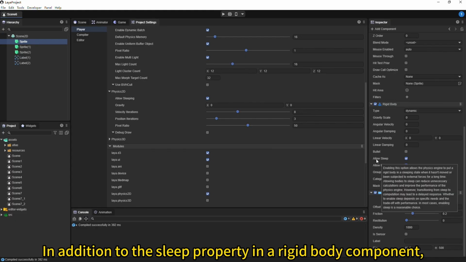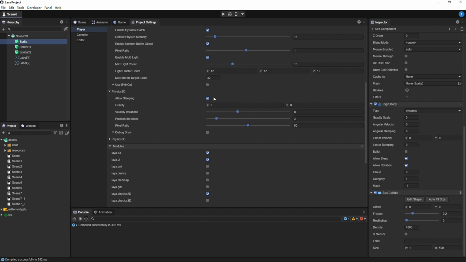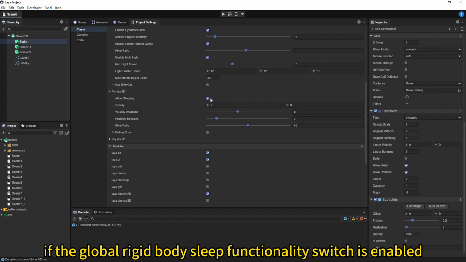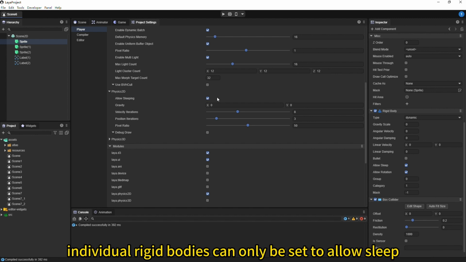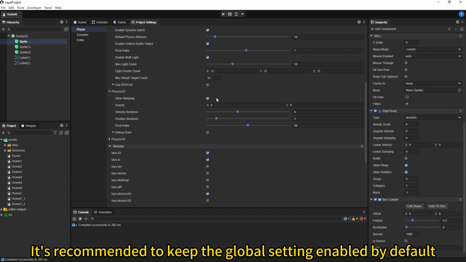In addition to the sleep property in a rigid body component, there is also a global switch for the rigid body functionality. In the project settings panel, if the global rigid body sleep functionality switch is enabled, individual rigid bodies can only be set to allow sleep. It's recommended to keep the global setting enabled by default.